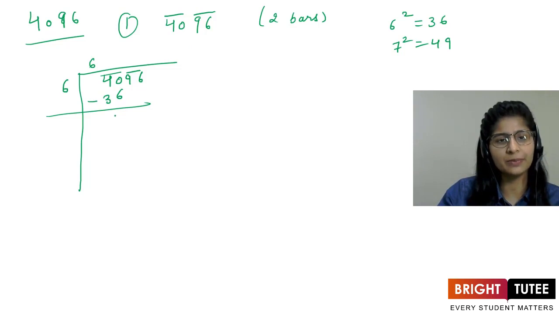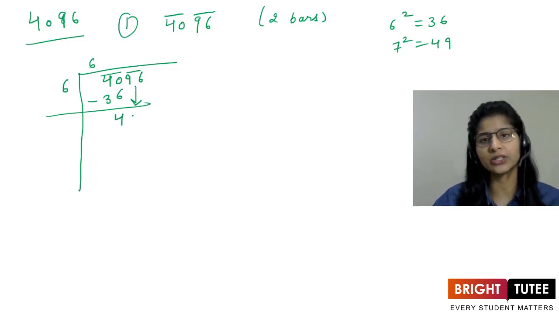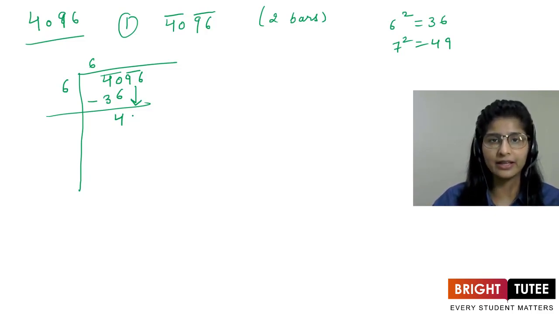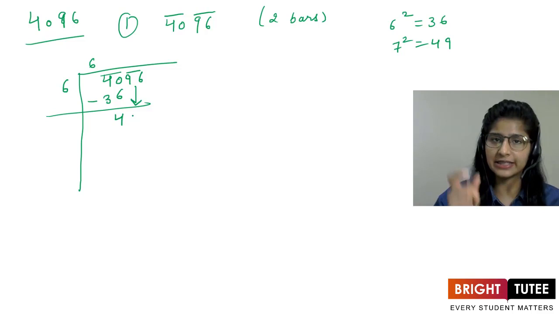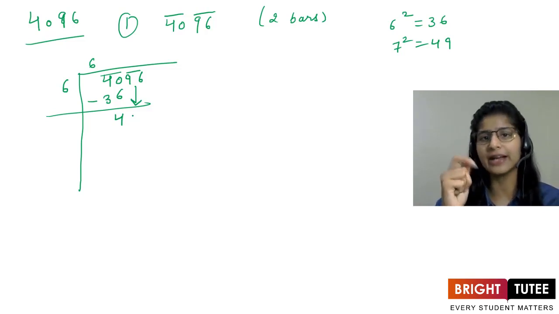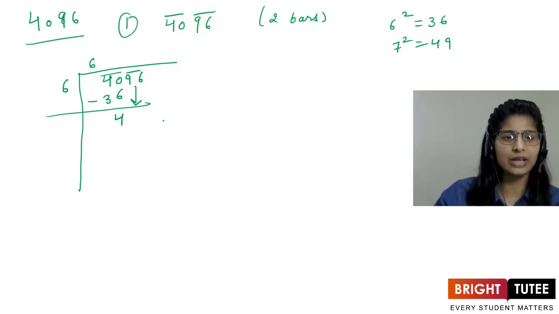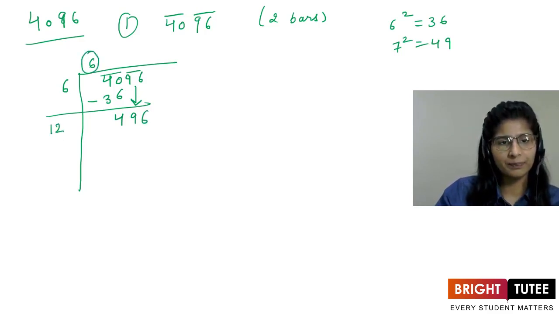How much are we left with after subtracting? 4. What we are going to copy, this is an important point to notice here. We'll not just copy 9. We're going to copy 96. The complete number under the bar is going to be copied. Right? So 96 will be written in the next step. Now you have to double this. 6 2s are 12.